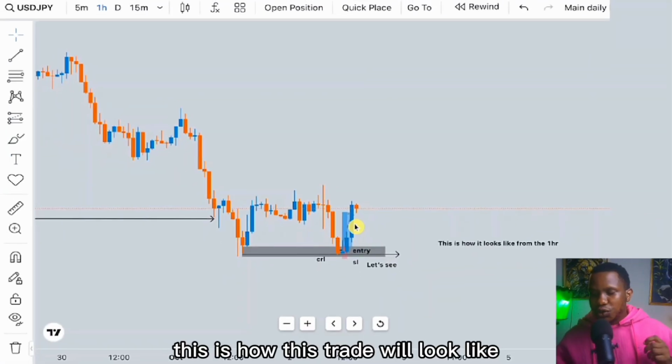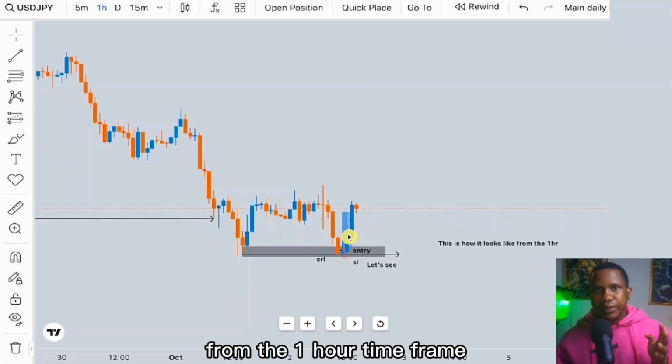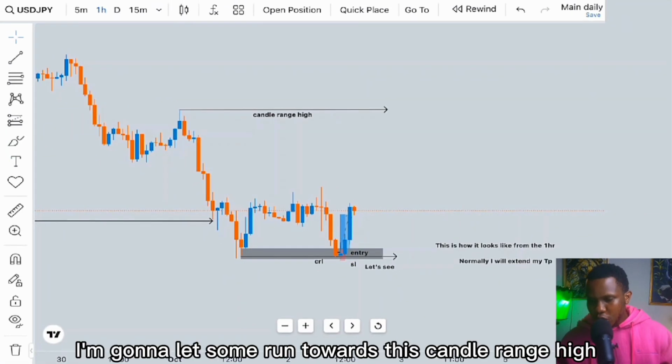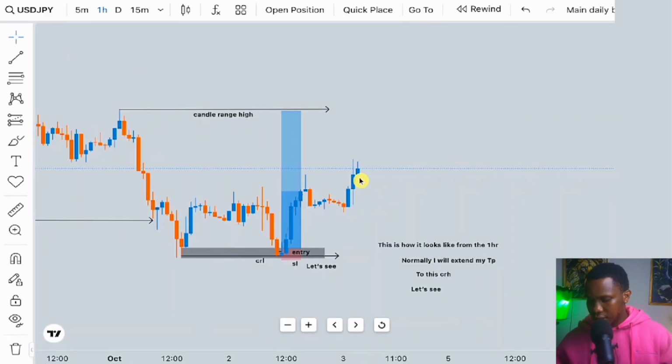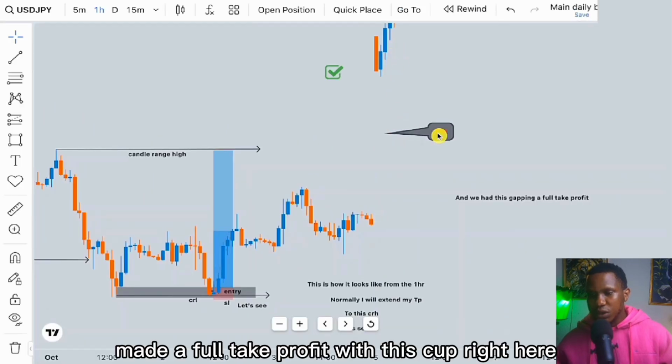This is how this trade will look from the 1 hour time frame. Normally, I'm going to let some run towards this candle range high. Let's see. And can you see how market made a full take profit with these gaps?